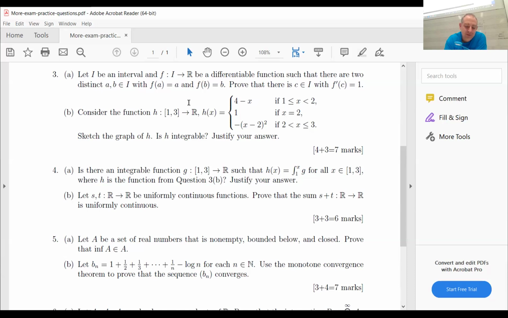Consider the function h, which sends the interval [1,3] to R, where h of x is 4 minus x if x is between 1 and 2, but not including 2, and 1 if x is equal to 2, and minus (x minus 2) squared if x is between 2 and 3, also not including 2, but including 3. Sketch h. Is it integrable?